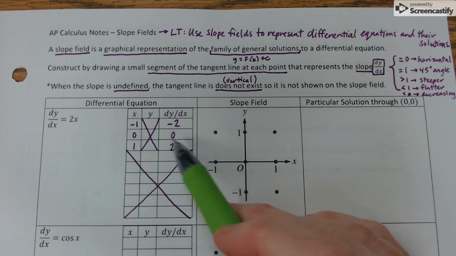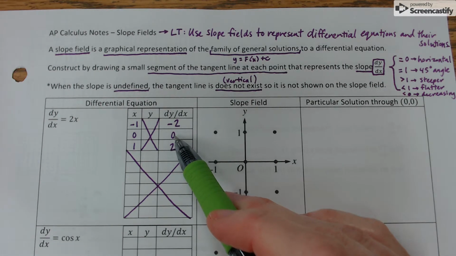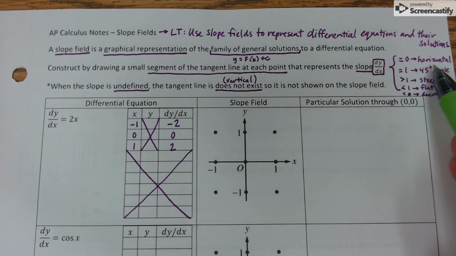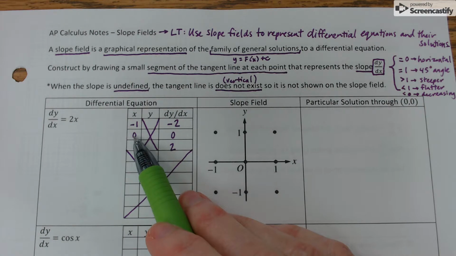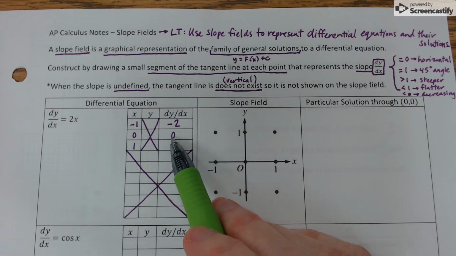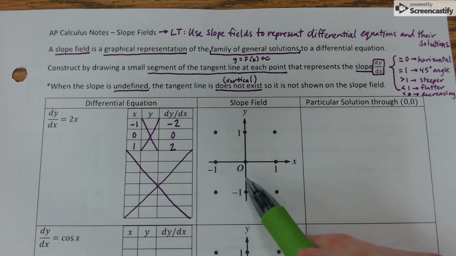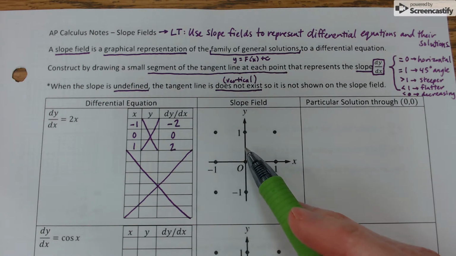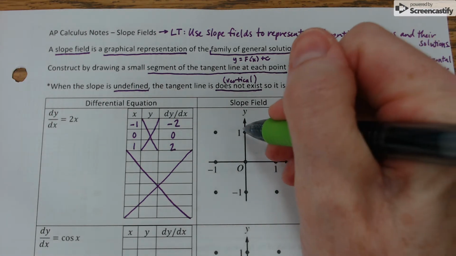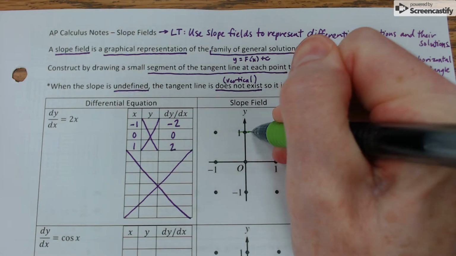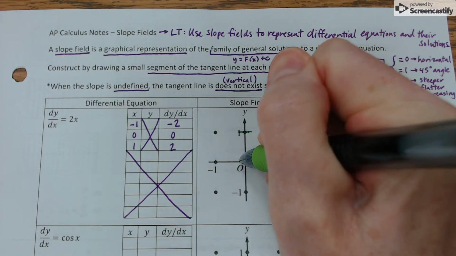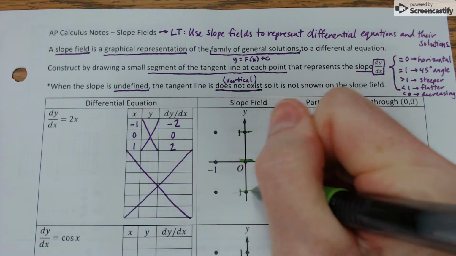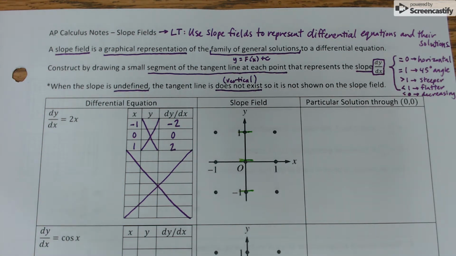Let's start with 0 because that is an easy slope to graph since it's going to be a horizontal slope. So whenever my x value is 0, my slope is going to be 0. So the x values of 0 happen on the y-axis. So at each of those points, I'm going to draw a small segment of a slope of 0. So you'll see that it doesn't need to be a large segment. You just need to show that it's a horizontal slope at each of those 3 points.